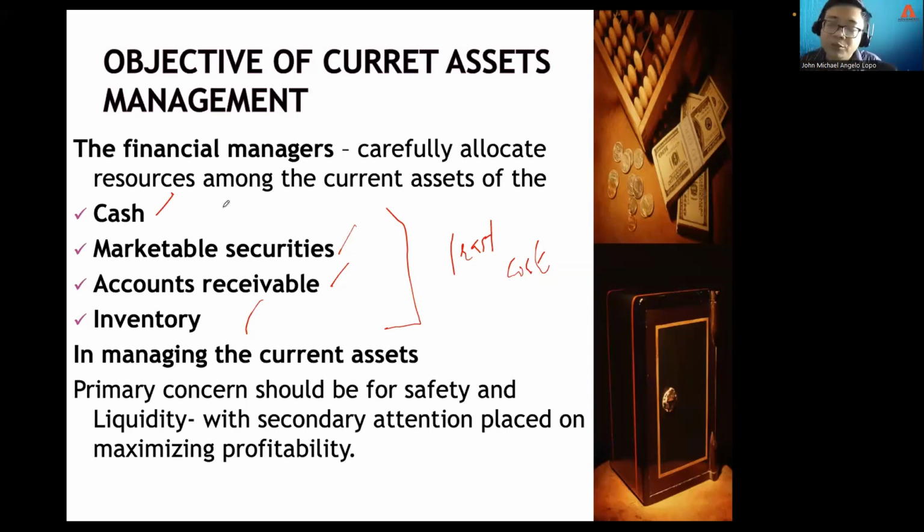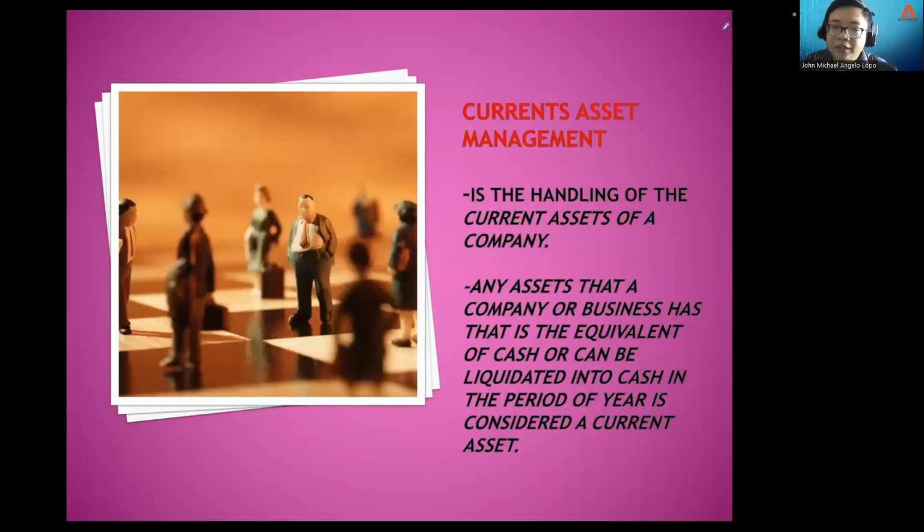In terms of AR management, why least cost? There should be factoring of the scores, and we should collect quickly. Inventory is the same, especially in terms of purchasing your inventory. All right. Current assets management is the handling of your current assets of the company. Any asset of the business that is equivalent to cash or can be liquidated into cash within the period of a year is considered a current asset. Okay? You already know this, class; it was discussed before.